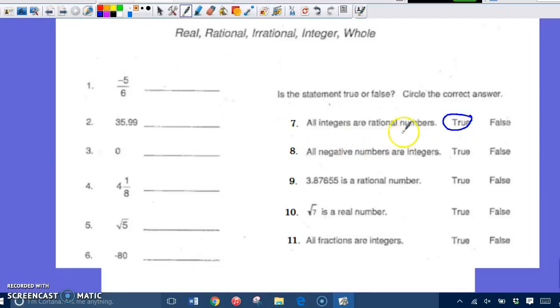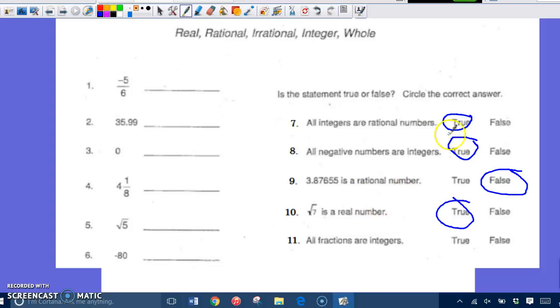All negative numbers are integers. That's true. Remember, integers is what you can find on a number line. 8 or 3.87655 is rational. Do you see any pattern in here? You do not. So it's irrational. The square root of 7 is a real number. All numbers are real numbers. Look at that chart again.